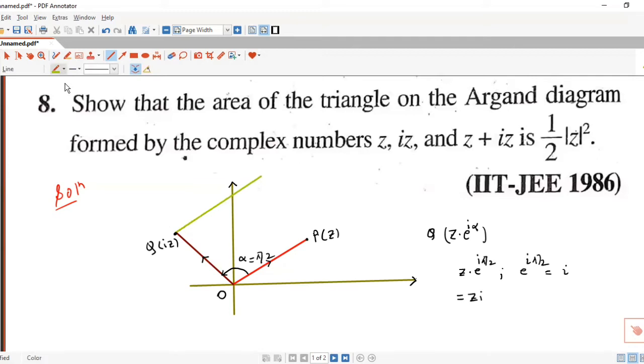So that means when I multiply this complex number Z by i, I get a vector iz. Okay, I get a vector OQ whose position vector is iz. So now we get the position vector iz of the point Q. Now complete the parallelogram OPRQ.